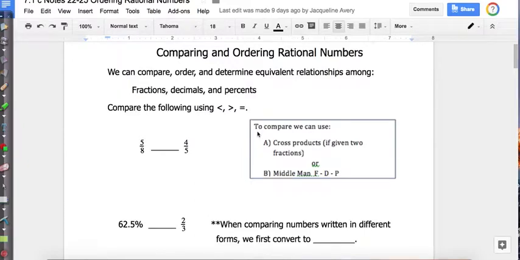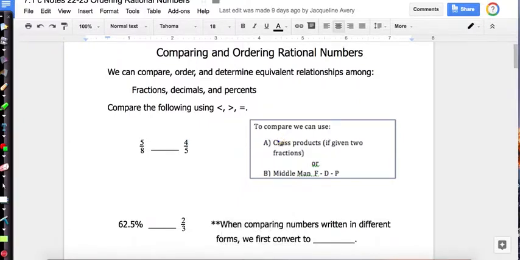To part one of comparing and ordering rational numbers. So we can compare and order and determine equivalent relationships among fractions, decimals, and percents. Compare the following using less than, greater than, or equal to. And remember, a rational number is any number that can be written as a fraction.